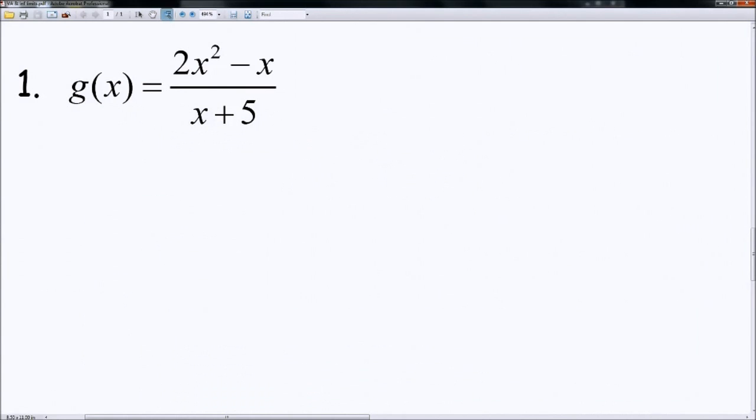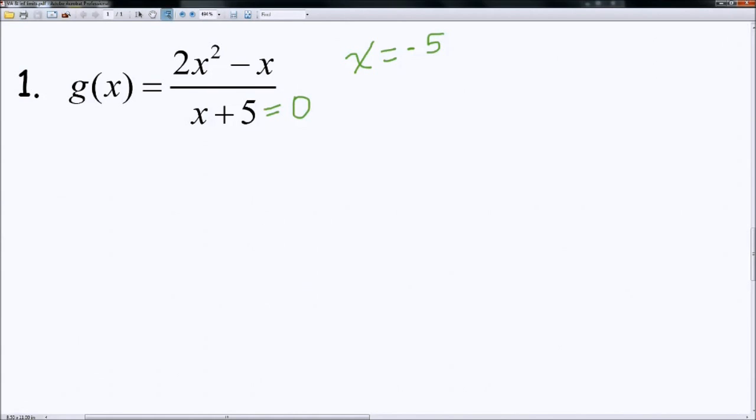So let's look at number 1. We're going to try to find a vertical asymptote. Well, I hope you can see that even if I factor the numerator, I'm still not going to get some sort of factor that I can cancel out with the bottom. So I'm not even going to bother with that. But I do want to look to see where my denominator equals 0. Well, in this case, it's going to be x is equal to negative 5. And so that's where we're going to assume there's a vertical asymptote.